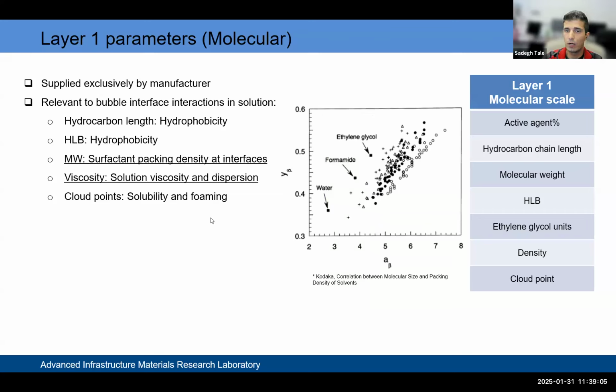We have molecular weight of these surfactants. Molecular weight is very important in terms of packing density at interfaces. Basically, these molecules will go to the air-water interface, and their size can dictate how much packing they have there. Generally, we want molecules to pack more densely at the interfaces. It can give better results, but nevertheless, molecular weight is an important factor.